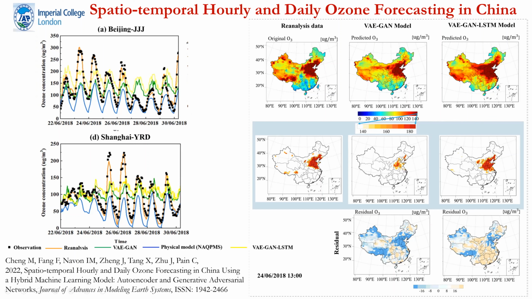Then we compare our machine learning results with the physical model results and the observations. The black dot is the measurement, the orange one is the analysis data, the blue line is the physical model result, and the yellow one is the result from our machine learning model. You can see that the yellow method, the variational autoencoder plus GAN plus LSTM method, can get close to the measurement. It's much better, and it's actually much better than the physical model as well. Different methods have different accuracy, but we think this method is better.